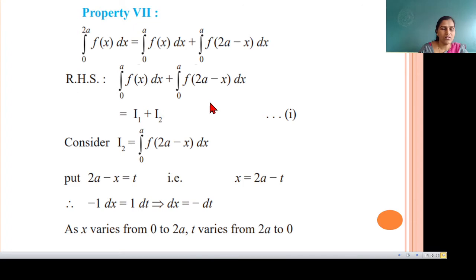In this integral, we solve by using the substitution method. So we put 2a minus x is equal to t. Then our x will be x is equal to 2a minus t. So by differentiating, we get dx is equal to minus dt, and the limits of this integration will also change, since as x varies from 0 to a, t varies from 2a to a. So our I2 becomes integral 2a to a f of t into minus dt.